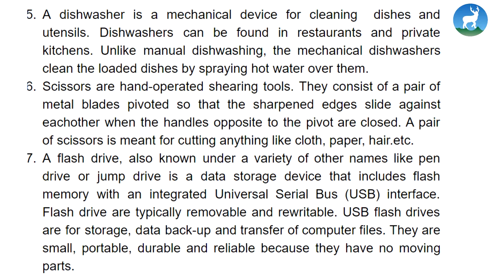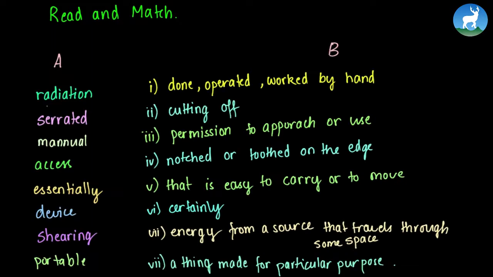So these are the list of some of the useful gadgets, and we've also learned about their implementations. Now first we will read and match, and then we will complete the sentences. So we need to match the words under column A with their definitions under column B. So the first word is radiation. If you don't know the meaning of a word, you can go back and find the part of the text where the word is mentioned, and then you can relate it to the meaning.